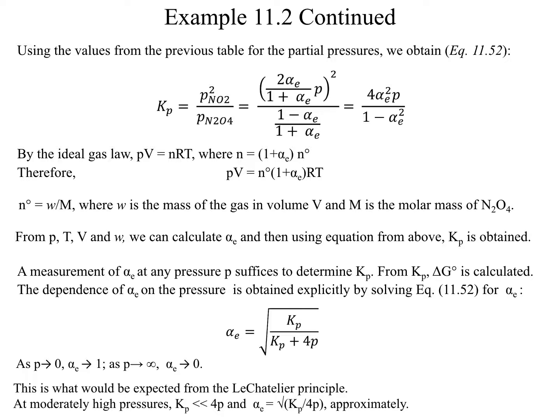So at moderate pressures, what happens? At moderate pressures, Kp is quite small compared to 4P, and so we can neglect Kp in the denominator. If you neglect Kp in the denominator, then alpha equals the square root of Kp over 4P. Again, this is an approximate value, not an exact value. This is how the values can be adjusted for low, medium, or high pressures, and based on that we get different results.